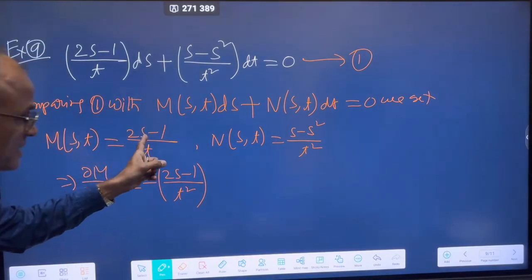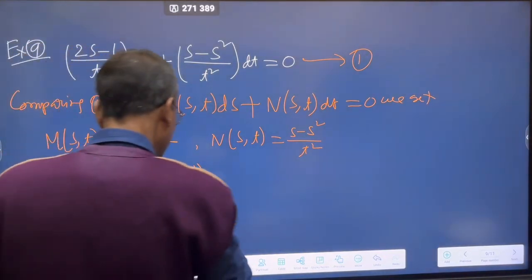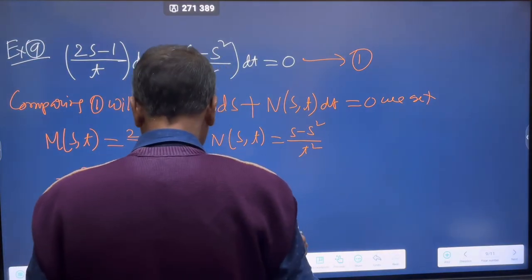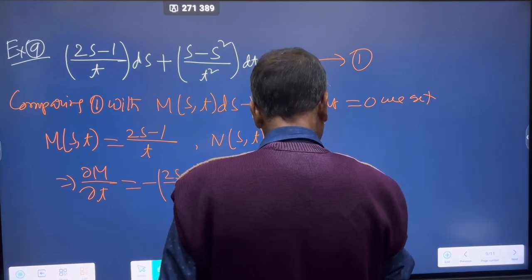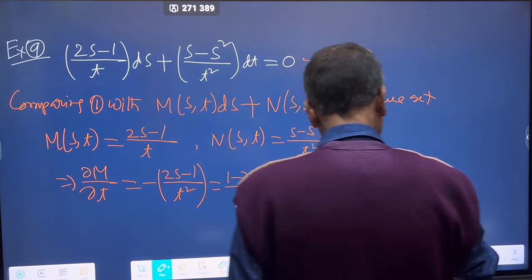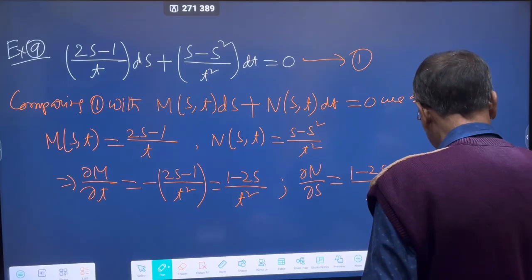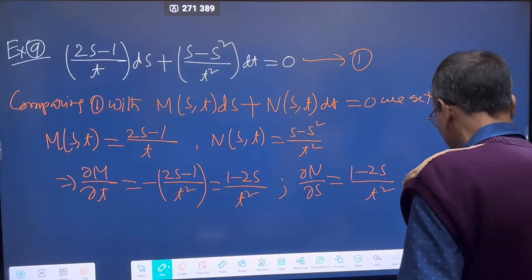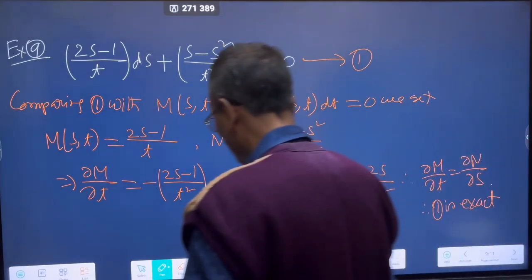Treat s as constant, twice s minus 1, 1 by t, minus 1 by t square. This is equal to 1 minus twice s divided by t square. Del n by del s equal to 1 minus twice s divided by t square. Therefore, del m by del t equal to del n by del s. Therefore, 1 is exact.